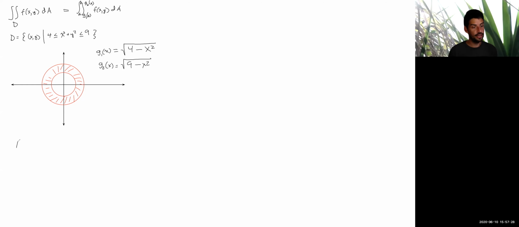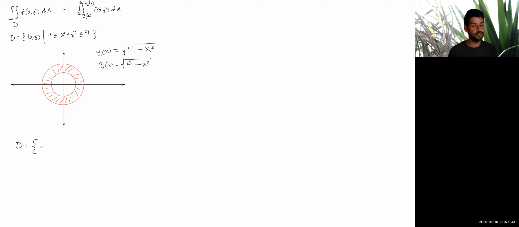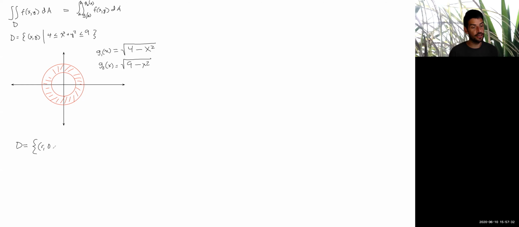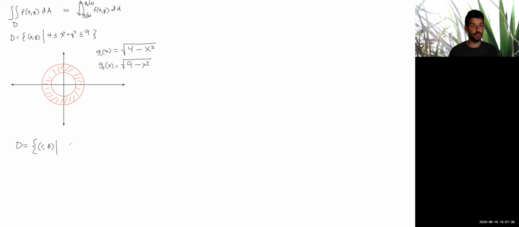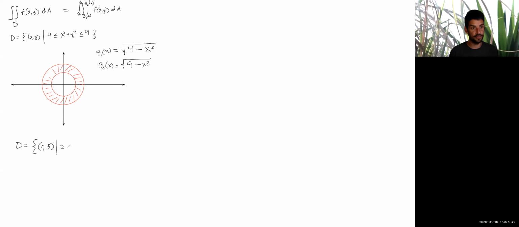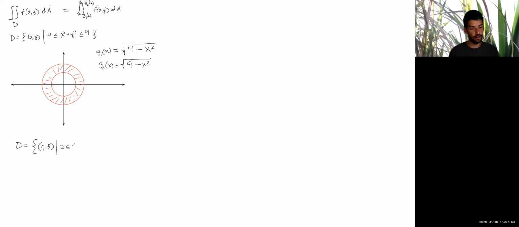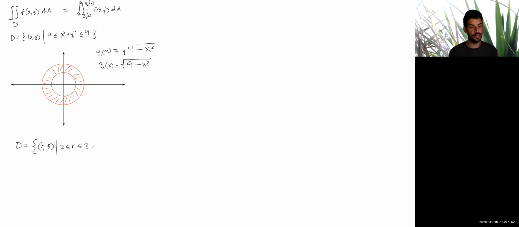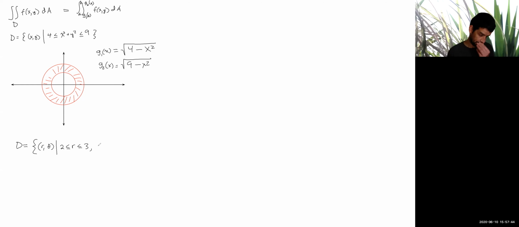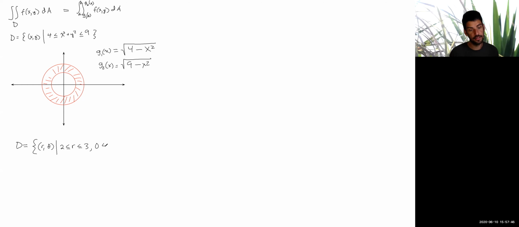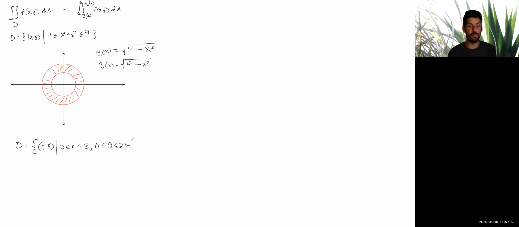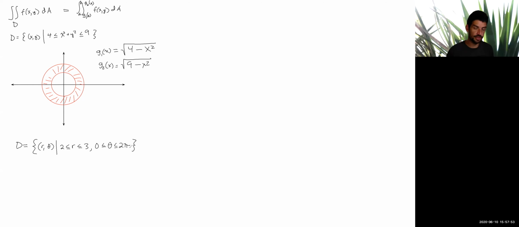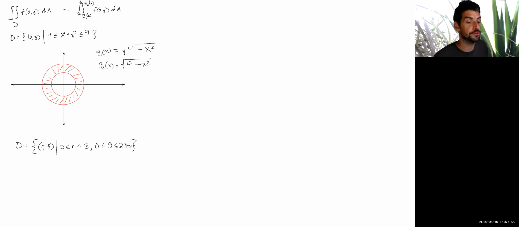So here, I can describe this region D using r and theta. This ring is now going to be the set of points where r is between 2 and 3. The radius is between 2 and 3. And theta is going to be between 0 and 2 pi. Really, any 2 pi interval would do, but this is the most obvious choice to use.